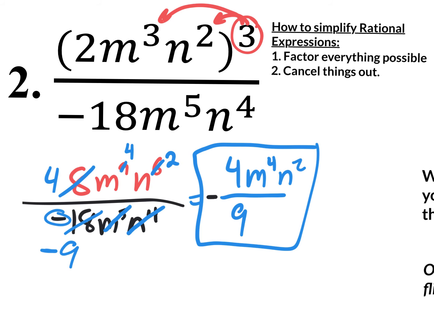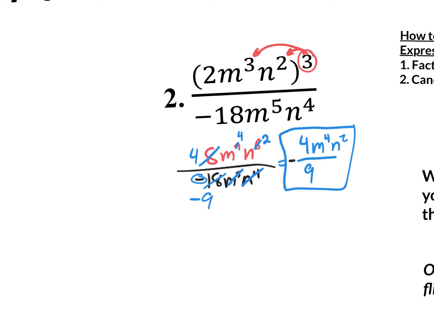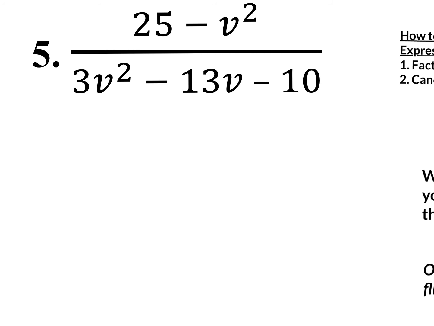Let's get to some fun questions, though. Some that we actually have to factor. So number 5 looks like fun, especially because when people look at number 5, they freak out. Why? We're used to seeing the v squared first, right? Or the x squared first, and then the constant at the end. So right here it's flipped.